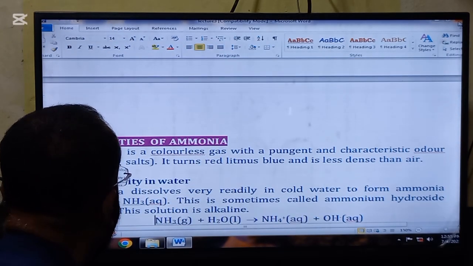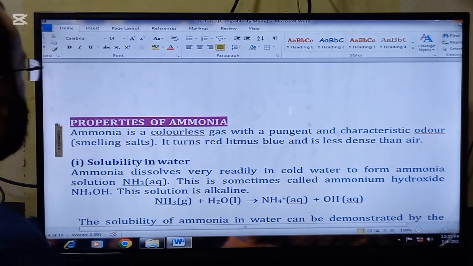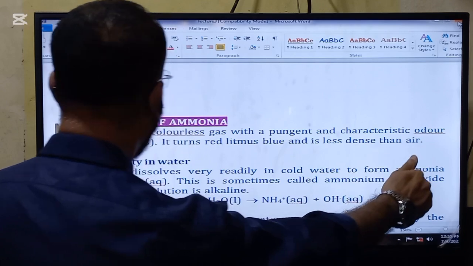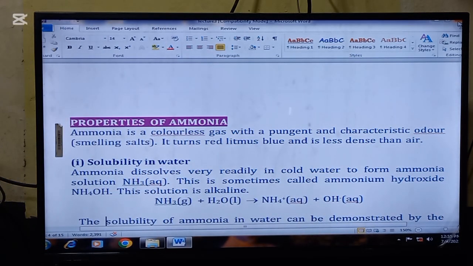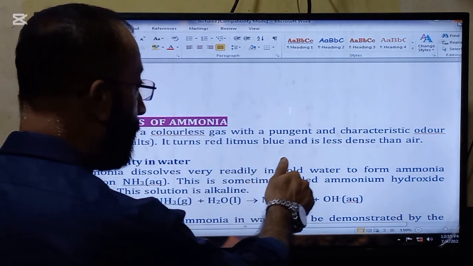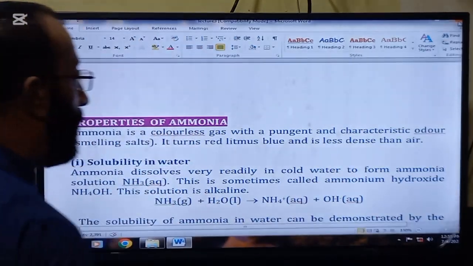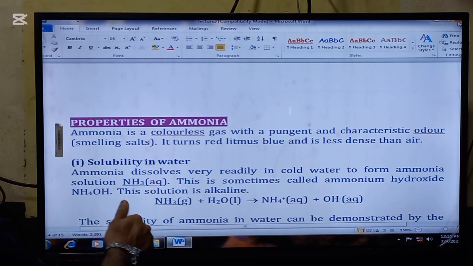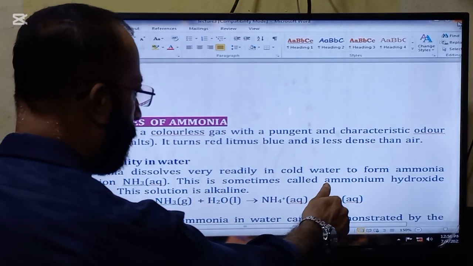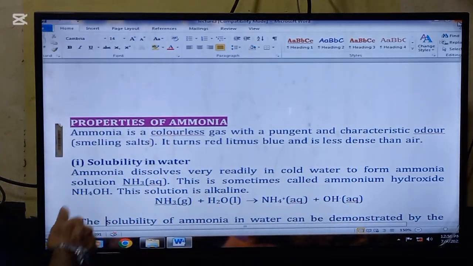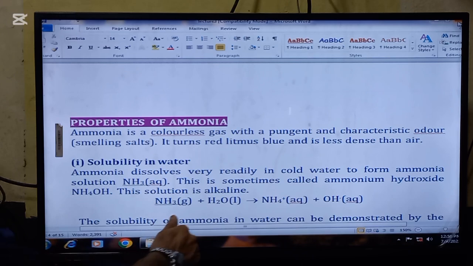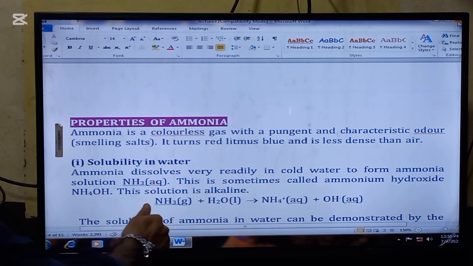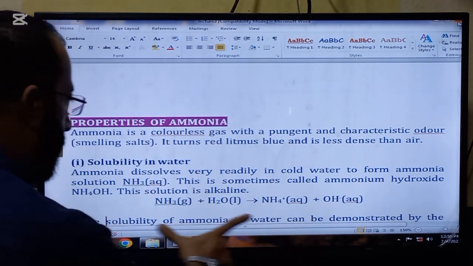Next, we are going to read the properties of ammonia. Ammonia is a colorless gas with a pungent and characteristic odor, like smelling salts. It turns red litmus blue and is less dense than air. Solubility in water: ammonia dissolves very readily in cold water to form ammonia solution. This is sometimes called ammonium hydroxide, that is NH4OH. This solution is alkaline, and here is the reaction.